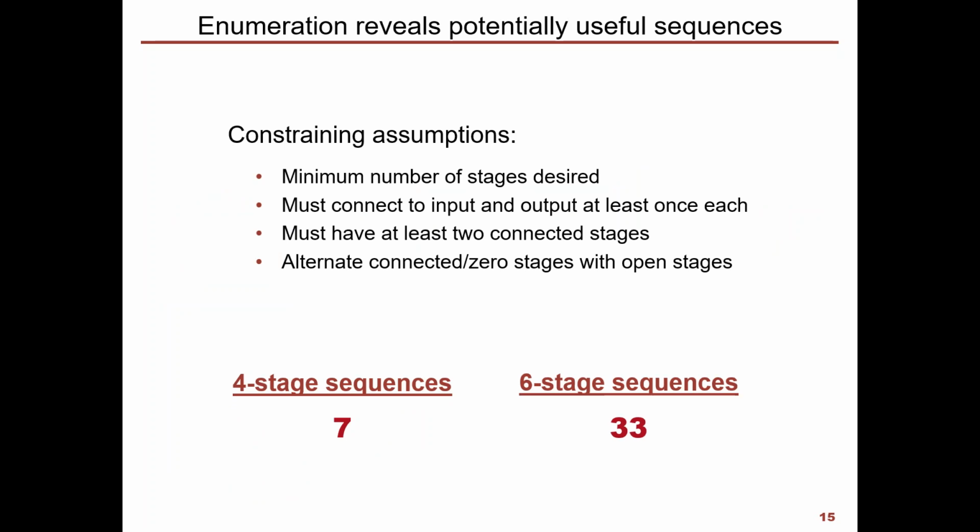Now, we might ask the question, what are all the possible switching sequences we could use in a piezo-based converter? So we're going to enumerate these with the constraining assumptions you see here. We'd like to have a minimum number of stages for simplicity. We'd like to connect to both the input and the output, like a converter has to, at least once each. We must have at least 2 connected stages to balance the energy on the piezo from cycle to cycle. And we'd like to alternate connected and zero stages with open stages again for that soft charging.